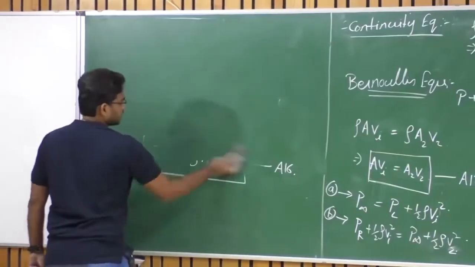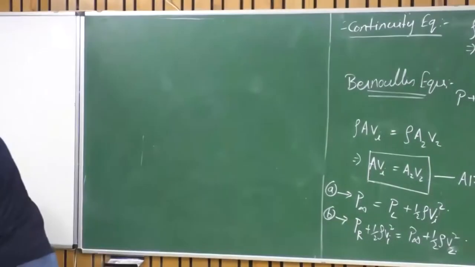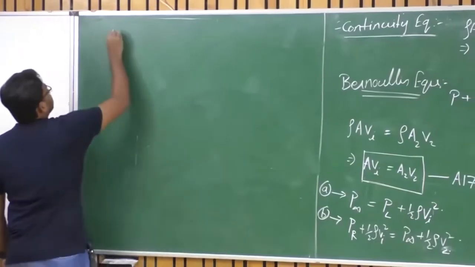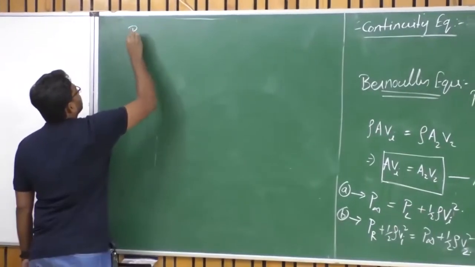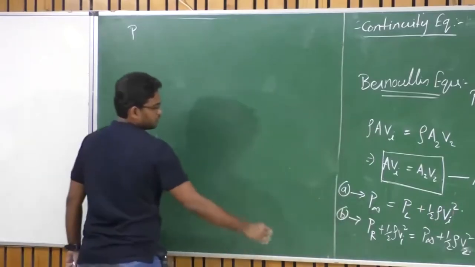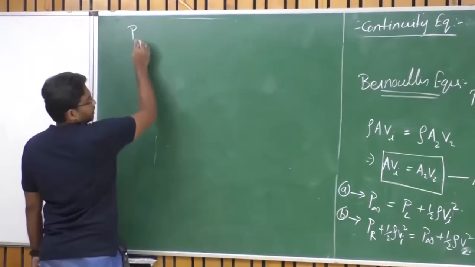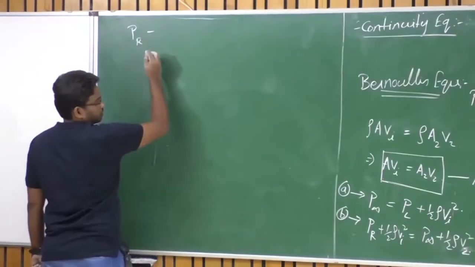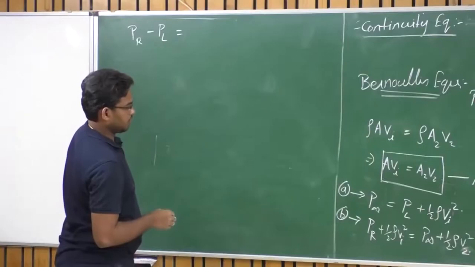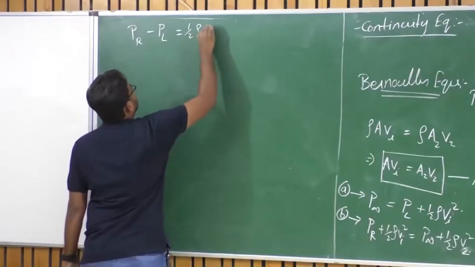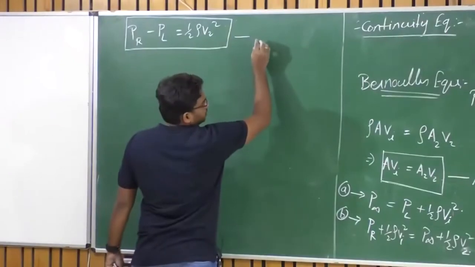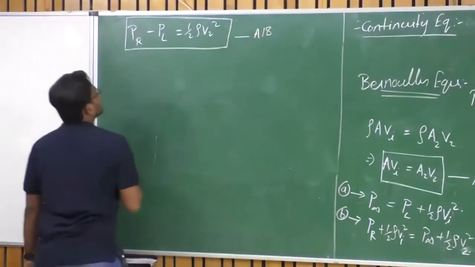Just remember A15 and A16; we'll call back these equations. Using these two equations, subtracting equation A from equation B, what I have is PR minus PL is equal to half rho V2 square. Let us say this is my equation A18.